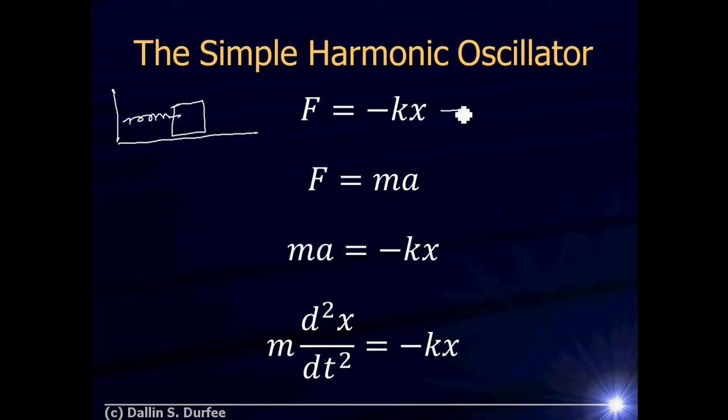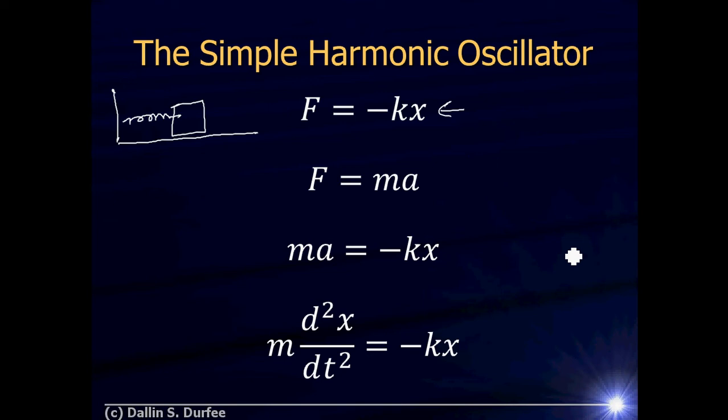Well, I know the force on the mass is just minus kx, Hooke's law, right? Where k is the spring constant of my spring. But I also know that force is equal to mass times acceleration. So putting those two together, the mass times the acceleration of my block is just minus kx. This is known as the equation of motion of my block. All right? Now I just have to solve this. I have to find out what x is.